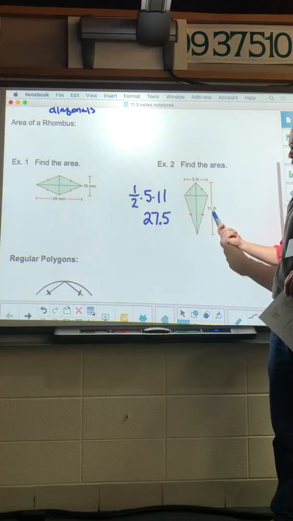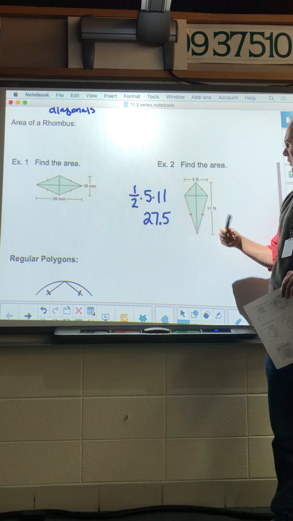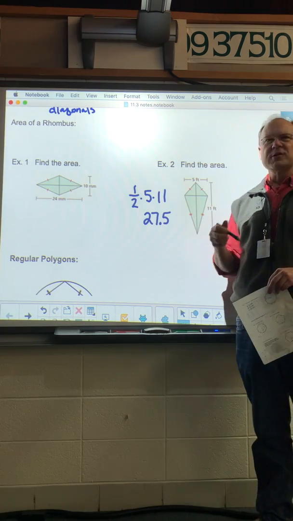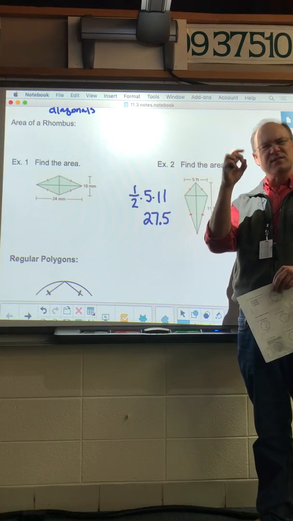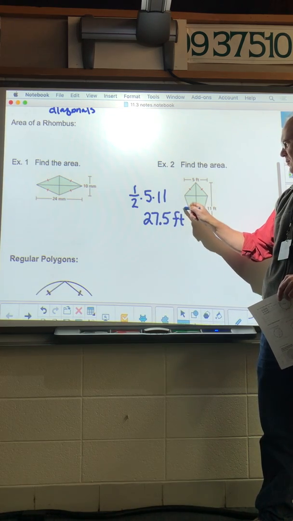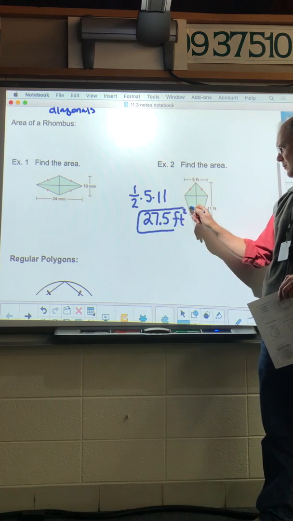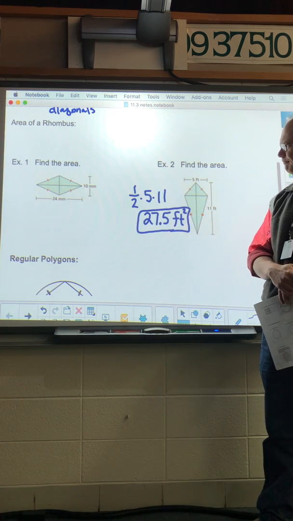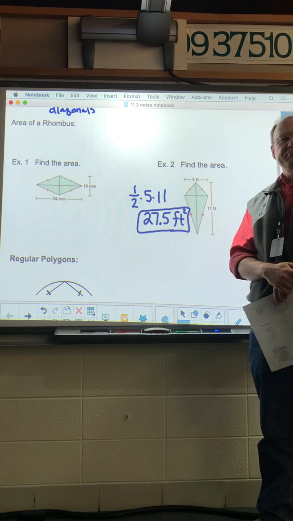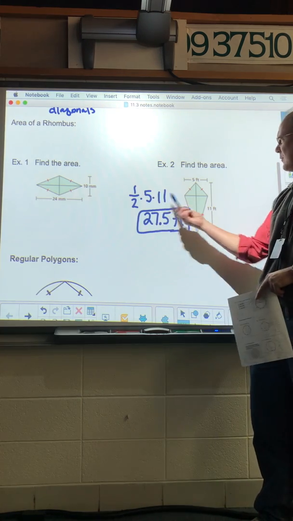And then we should add units in our answer. So this was in feet. So remember we talked about area, we're finding space. So this would be in square feet. So we abbreviate that feet to the second power, square feet. Pretty straightforward, right? 1/2 diagonal 1 times diagonal 2.